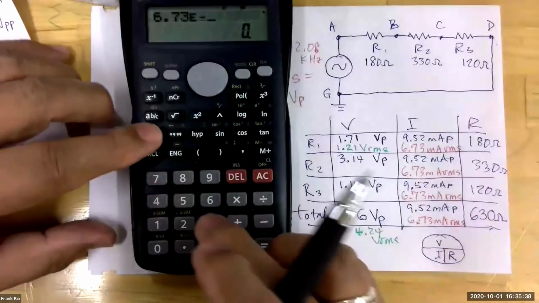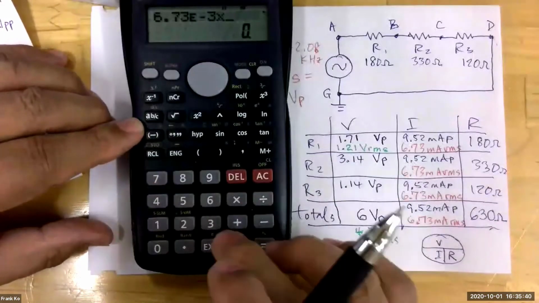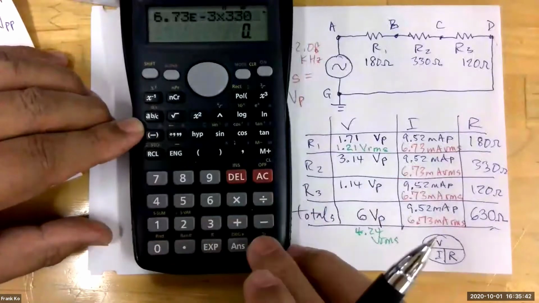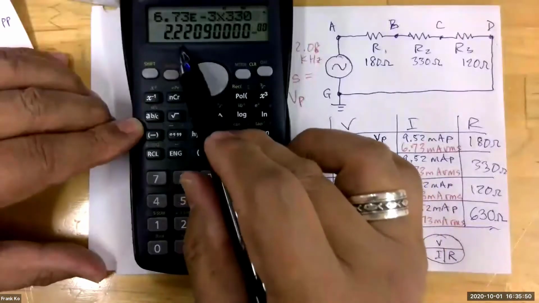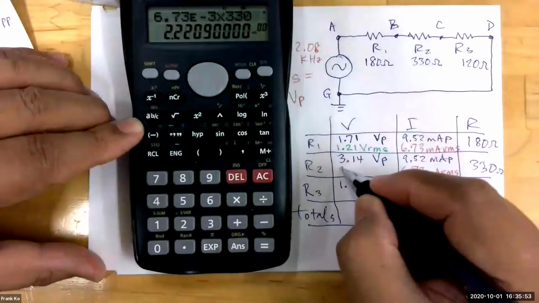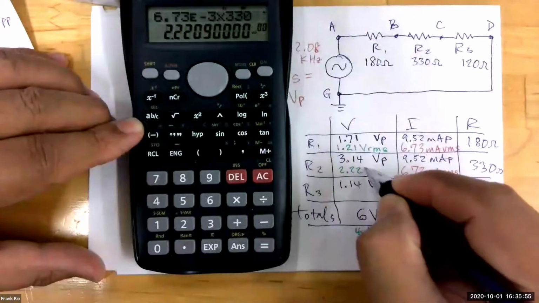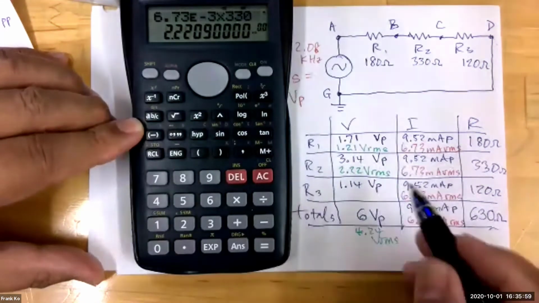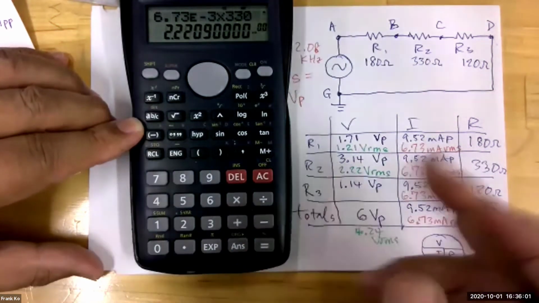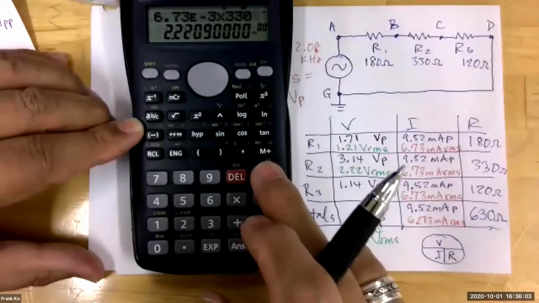0.73, -3, and we're going to multiply this by 330. And what value do you get, sir? 2.22 volts. And we should agree, 2.22 volts. So write down 2.22 volts RMS. Good. And we have to speak it. We have to write it down. Very good. One more, and we're done with the table.